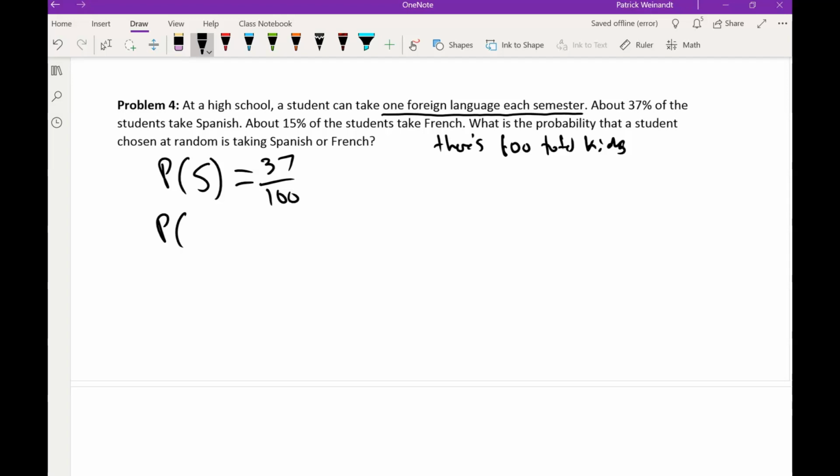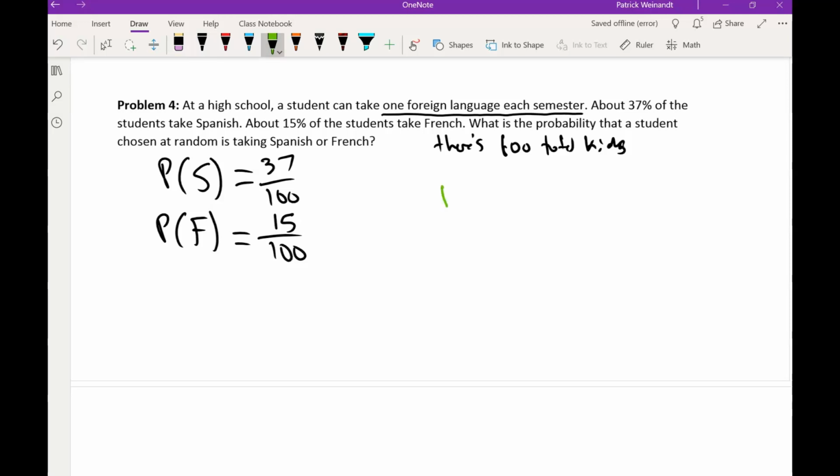The probability of a kid taking French is going to be 15% of those students, or 15 over 100. So if there's 100 total kids, we want to know, what is the probability that a kid chosen at random is taking Spanish or French?